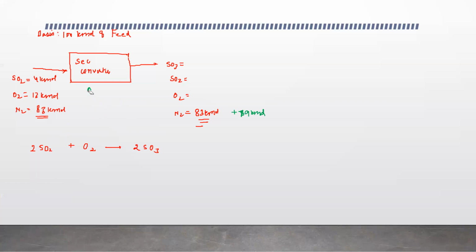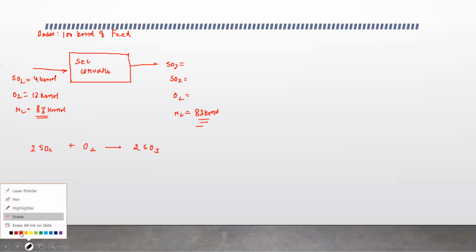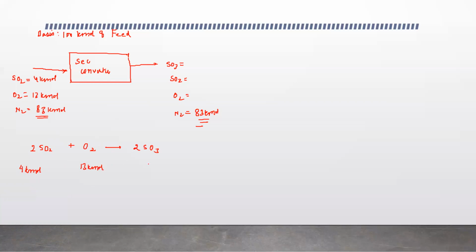So this is the stoichiometry: 2SO2 plus O2 gives 2SO3. From the stoichiometry, you can clearly see that if 2 moles of SO2 react, then 2 moles of SO3 will be produced, and only 1 mole of oxygen is going to react. So we consider the reaction of 2 moles of SO2. Initially we have 4 kilomole SO2, 13 kilomole oxygen, and 0 kilomole SO3.